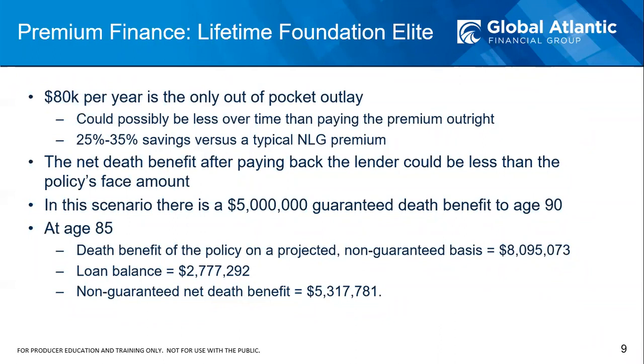So at age 85 in this example, her death benefit on the non-guaranteed side is a little over $8 million. But she has that loan balance outstanding of $2.7 million. So if she were to pass at life expectancy, as you could see in that chart before, she is still going to net a little over $5 million for her estate planning purposes, which is why we dove into this policy in the first place.